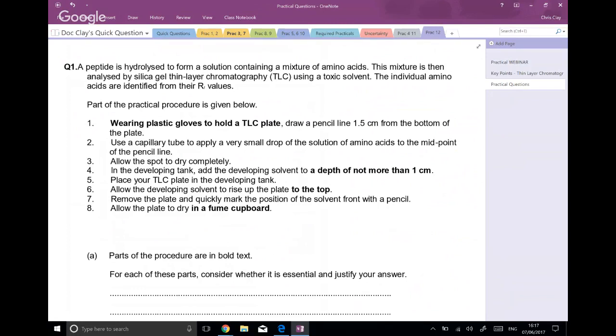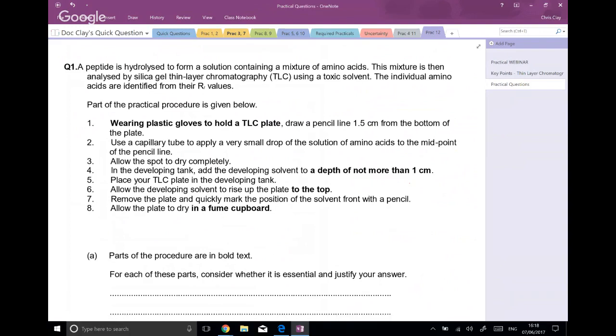But it says wearing plastic gloves to hold a TLC plate, draw a pencil line 1.5 centimeters from the bottom of the plate, use a capillary tube to apply a very small drop of the solution of amino acids to the midpoint of the pencil line, allow the spot to dry completely. In the developing tank, add the developing solution to a depth of not more than 1 centimeter, place your TLC plate in the developing tank, allow the developing solvent to rise up to the top of the plate, remove the plate and quickly mark the position of the solvent with a pencil, and allow the plate to dry in a fume cupboard. Parts of this procedure are in bold text. For each of these parts, consider whether it's essential and justify your answer.